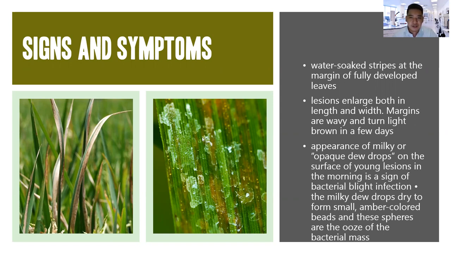So appearance of milky or opaque dew drops on the surface of young lesions in the morning is a sign of bacterial blight infection. Itong light brown sa margin po ng leaf, it is the symptoms of bacterial leaf blight. Ito naman po sa surface ng leaf, ito yung signs ng ating bacterial leaf blight. So amber colored beads and these spears are the ooze of the bacterial mass.